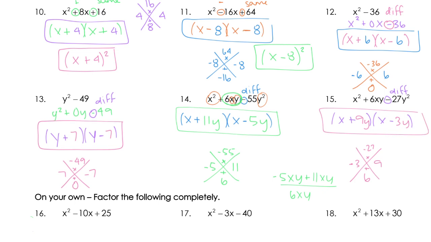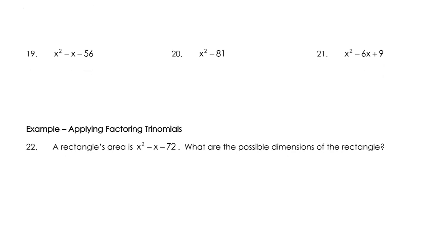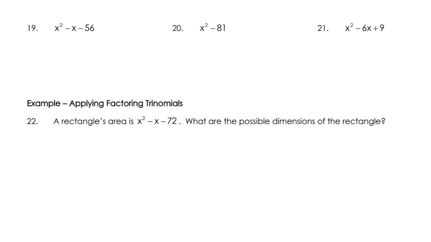Now, the rest of the notes, oh, actually, I lied. Let's jump down here and do 22, and then I'll have you go back and do the rest of the notes. So on 22, a rectangle's area is x squared minus x minus 72. What are the possible dimensions of the rectangle? So remember, if it's area, we're talking about A equals length times width. So then really you're looking for two things that multiply to end up being your area. So essentially they're just asking you to factor in a very fancy way.